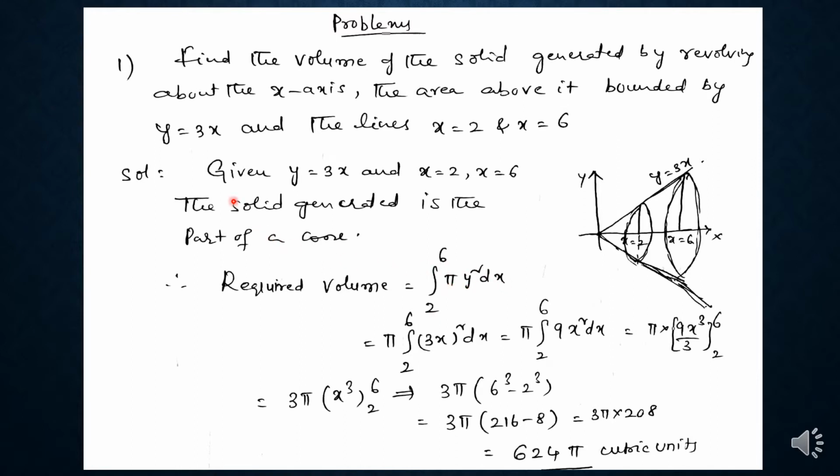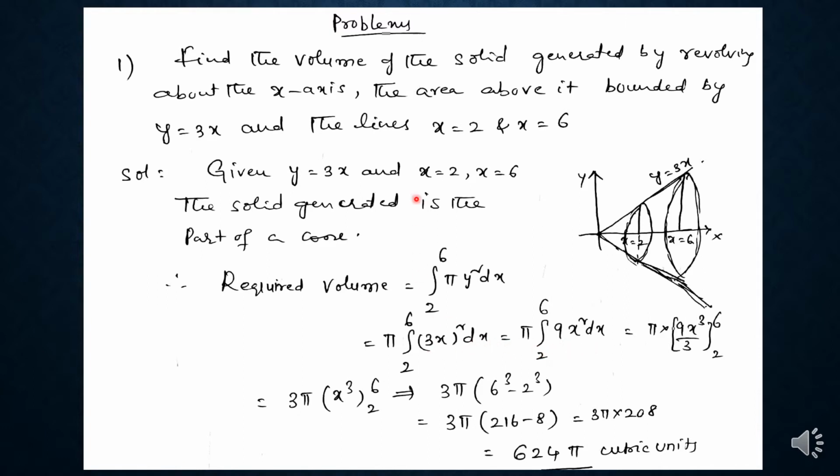So what is the given function here? y is equal to 3x. So pi into, here pi is a constant, so we can take it out of the integral. Pi into integral 2 to 6, here y square means 3x whole square dx. So that is equal to pi into integral 2 to 6 of 9x square dx.